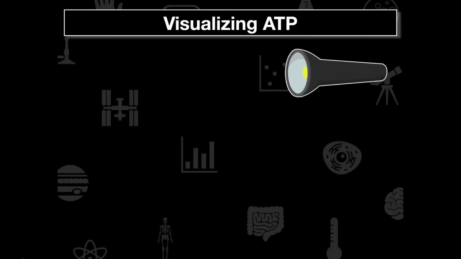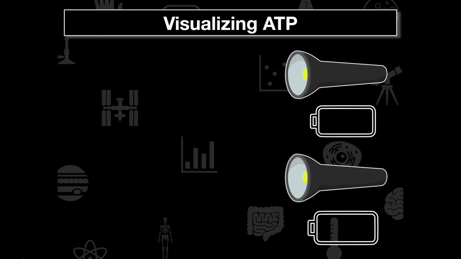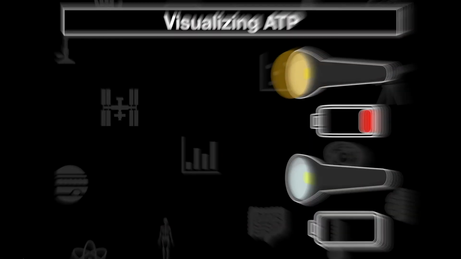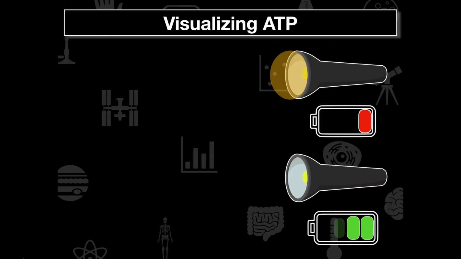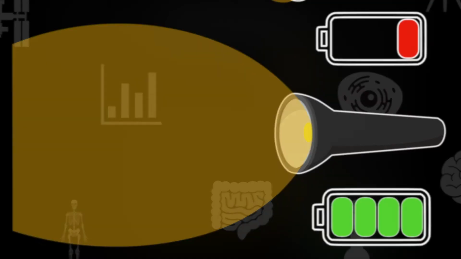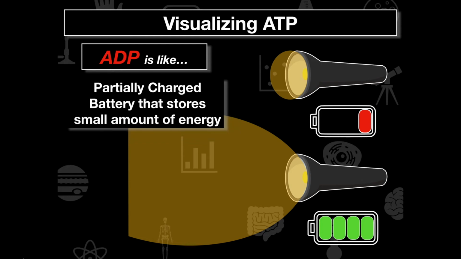Now, one of the ways that we can visualize ATP versus ADP is to think about flashlights. If I have rechargeable flashlights, the first flashlight on the top only has a partial charge. It's almost empty, and the light generated from that flashlight is not going to be very bright. Now, the flashlight on the bottom has a completely full charge. This is kind of like our ATP. We're going to get a really bright beam of light, and it's going to extend that beam really far out into the distance. So ADP is kind of like that uncharged flashlight.